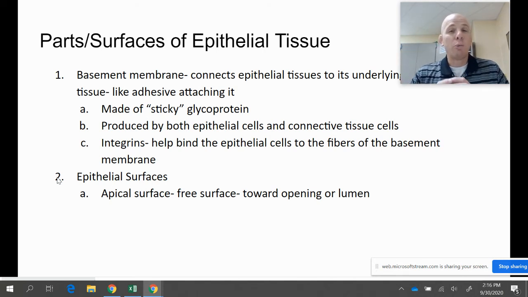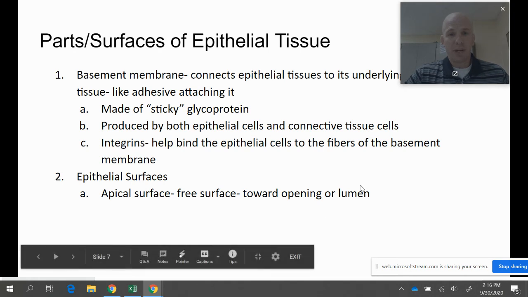The lumen is just the opening of a gland, of a duct, of an organ, kind of with space in the middle. Okay, but the part of the epithelial tissue that faces the lumen is called the apical surface. So if I'm here looking at this lumen, right? The parts of my fingers that are facing the opening would be the apical surface. Bad example. Sorry. And we'll see more of that in a moment.